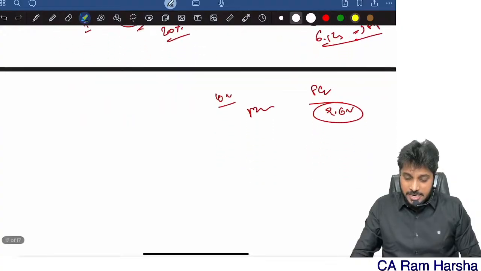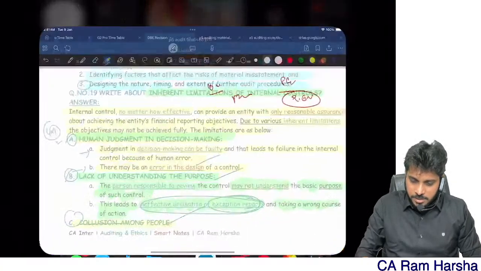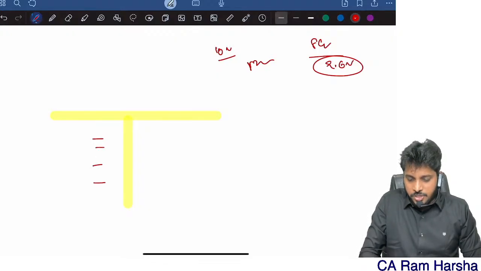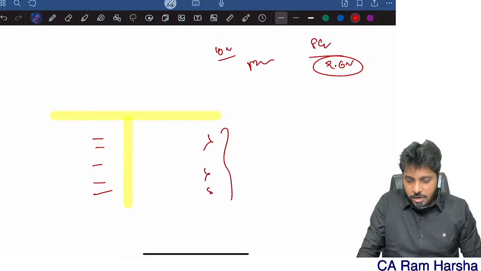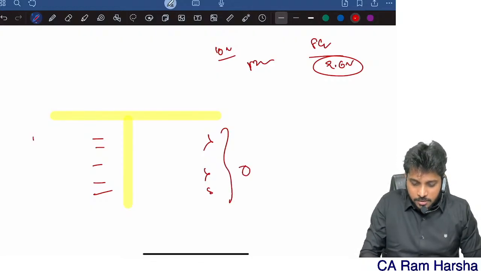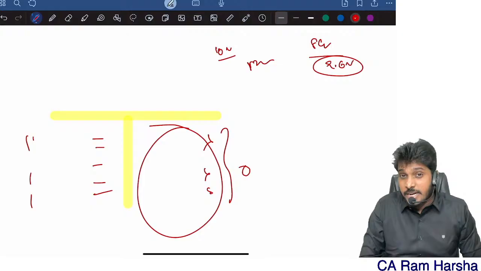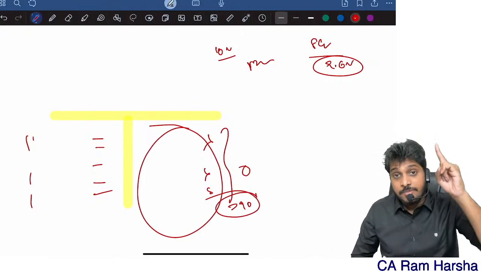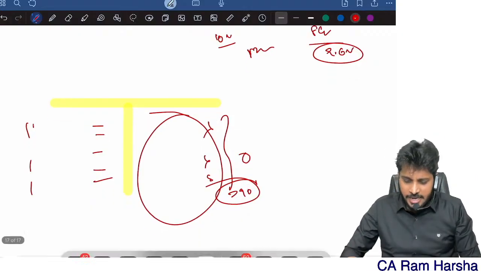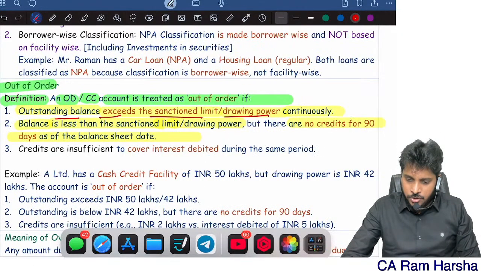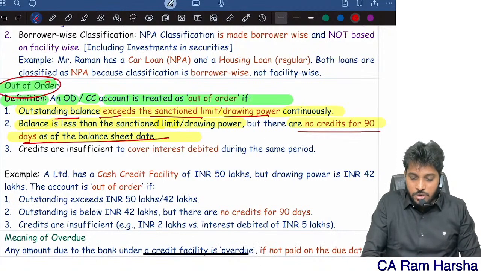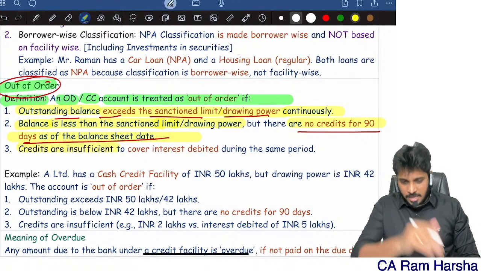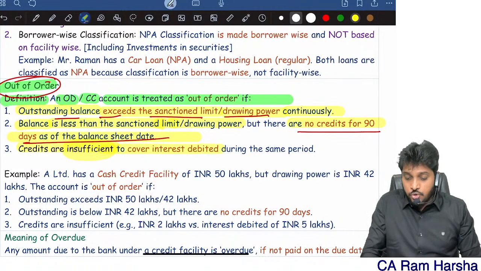Sometimes in exam they'll give you a balance sheet and dates. The customer is withdrawing, only debits are there, he is not repaying at all, no credits. No credits means the bank is not receiving any payment. If no credits are there for more than 90 days, if no repayment is there for more than 90 days, then the OD account is treated as out of order. Sir, credits are there, repayment is there, but insufficient to cover the interest amount debited.